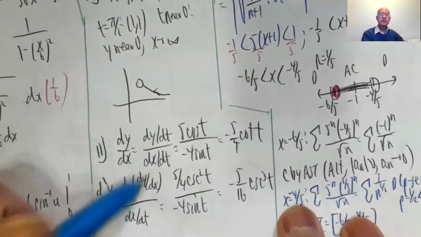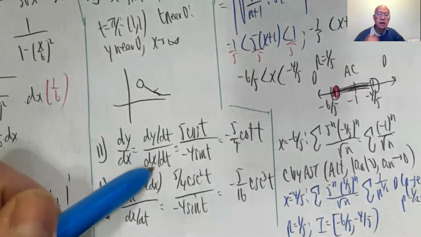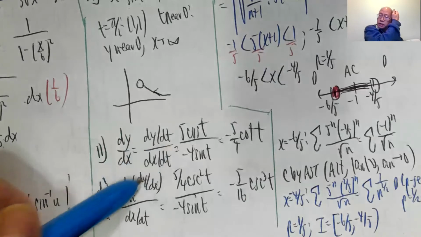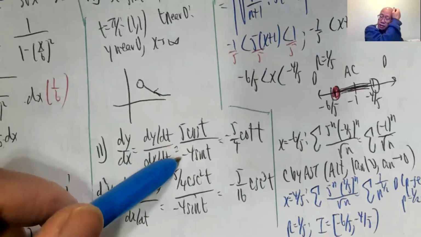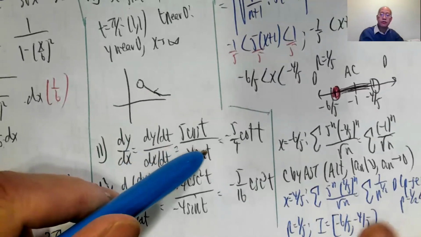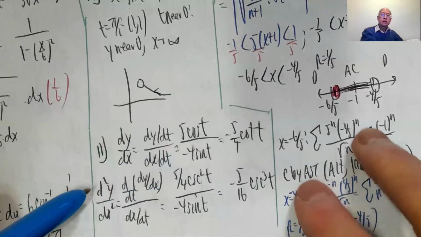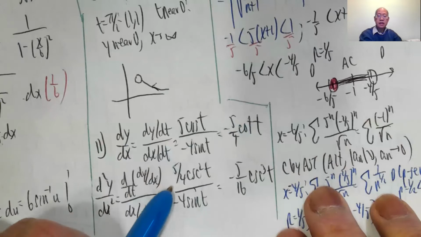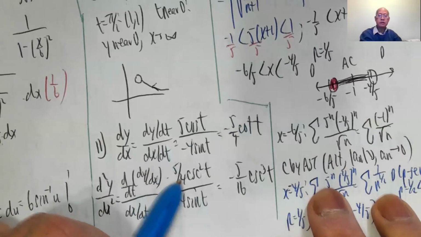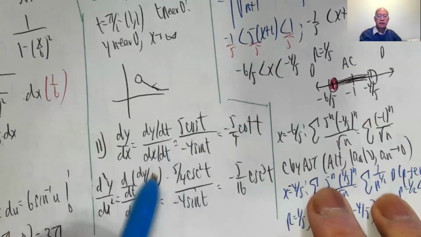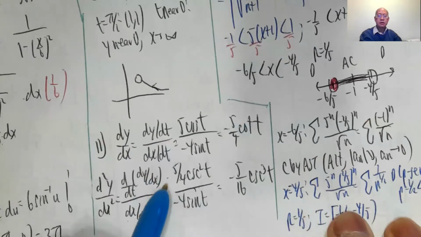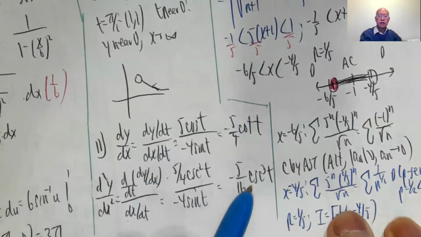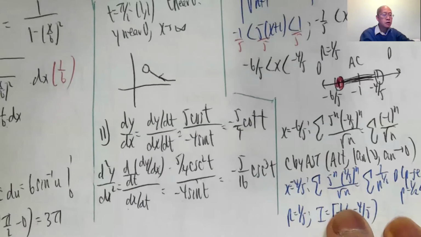11, dy dx is dy dt divided by dx dt. dy dt is 5 cosine t. dx dt is negative 4 sine t. This comes out to be negative 5 fourths cotangent t. D squared y over dx squared: I differentiate this with respect to t. That's going to be positive 5 fourths cosecant squared t divided by the original dx dt, negative 4 sine t. So that's negative 5 over 16 cosecant cubed of t.